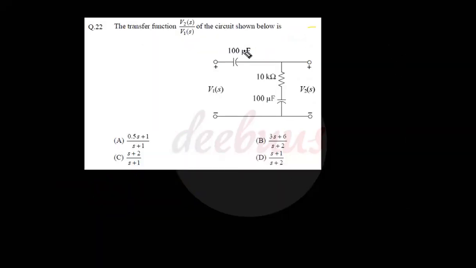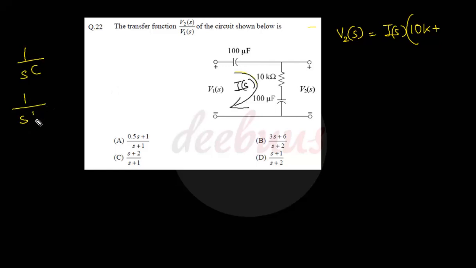Moving to the next question, the transfer function V2 of s by V1 of s of the circuit shown below is? First of all we can write what is V2 of s. I am marking the current flowing through the circuit as I of s. So V2 of s equals I of s into 10k plus 1 by SC. Here 1 by SC, with C as 100 microfarad, into 10 raised to 6, gives 10 raised to 4 by S. So substituting 10 raised to 4 by S, that is V2 of s.